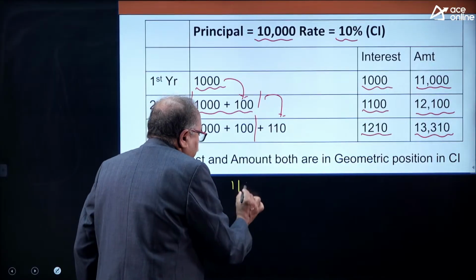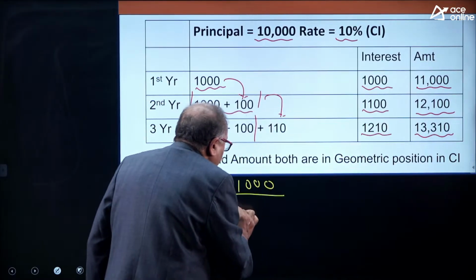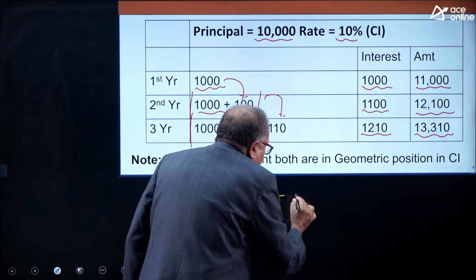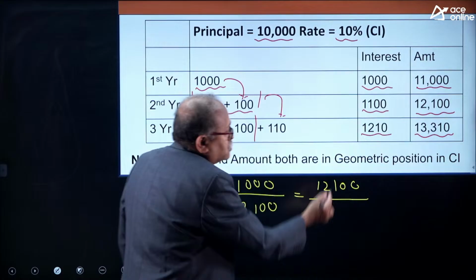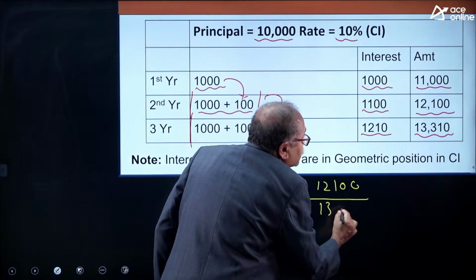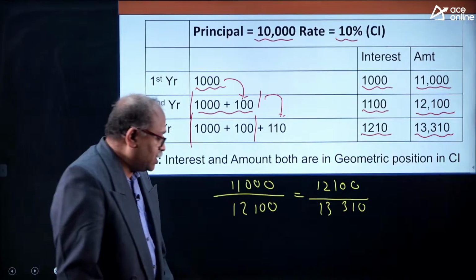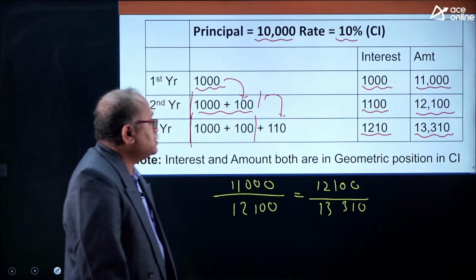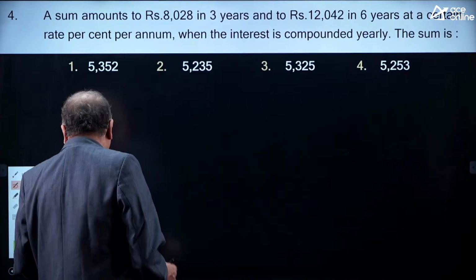That means 11,000 by that is 12,100, which is equal to 12,100 by the third year interest, that is 13,310. You are expected to know this one, then easily you will be able to answer the question where the time period should be same.